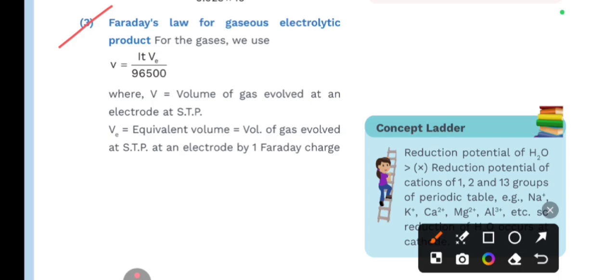So Faraday's laws for gaseous electrolytic products. For gases, the volume of gas evolved at any electrode at STP is equal to I, current, multiplied by time, divided by 1 Faraday. What is VE here? Equivalent volume, meaning the volume of gas evolved at STP by 1 Faraday charge. So you can use this formula for the liberation of gaseous electrolytic products.